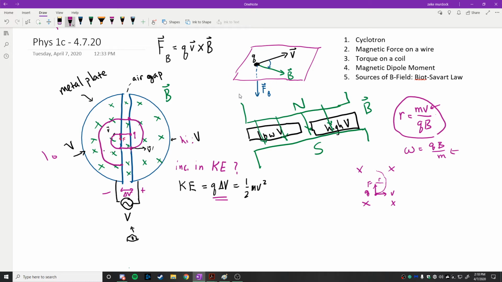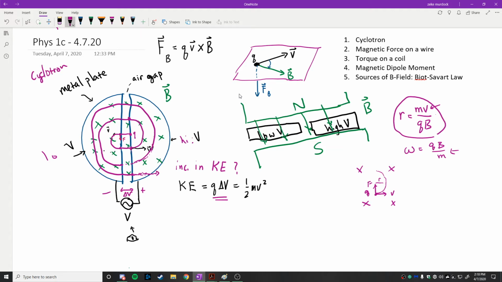And you can start to figure out what's happening here pretty quickly, right? It's just going to keep going in these circular paths that get bigger and bigger and bigger. The spiral just gets bigger and bigger. And eventually, you might want to let the particle escape or something. I don't know. But what's happened here is you were able... I forgot to say, this is called a cyclotron.